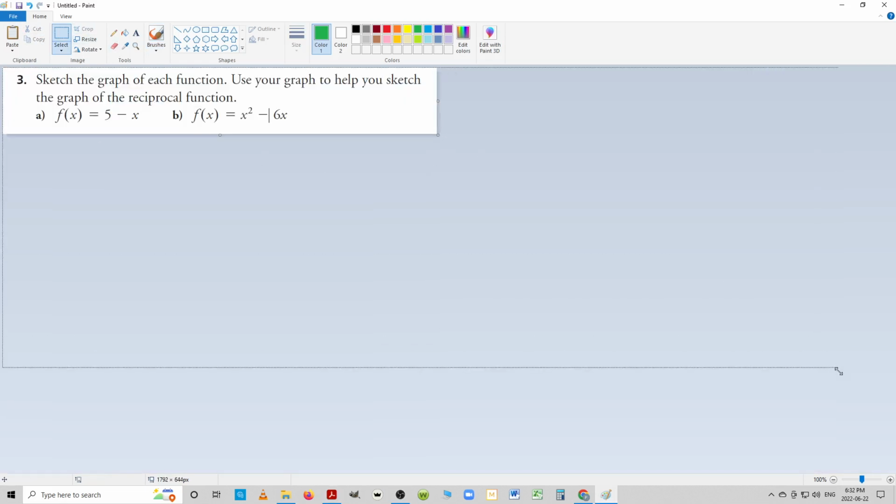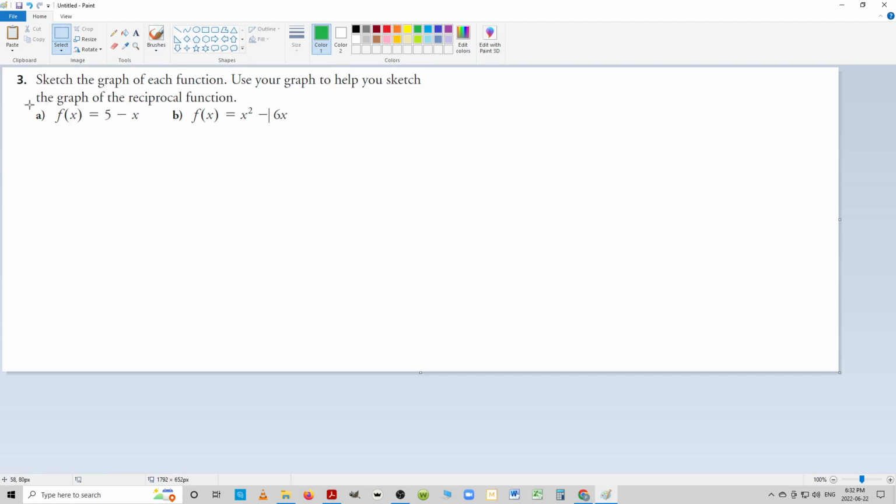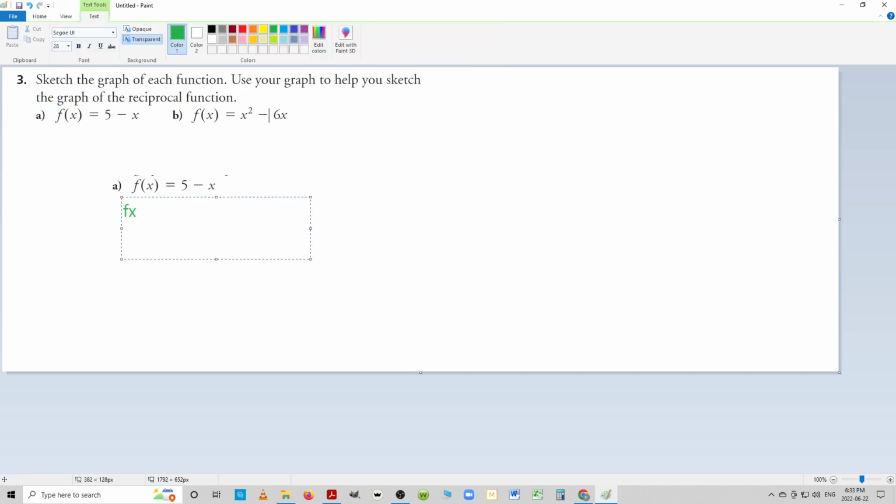All right, let's focus on the first one. First one's easy. I don't even know what they're doing. Just use your graph to help you sketch the reciprocal. Okay, let's do that. Let's phrase this the way it is. This is a line. And in the correct order, it is actually minus 1x plus 5. So really we're talking about a slope that is equal to minus 1. We're talking about a y-intercept of 0, 5.